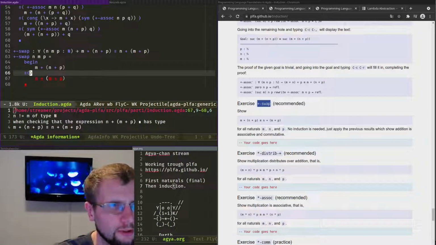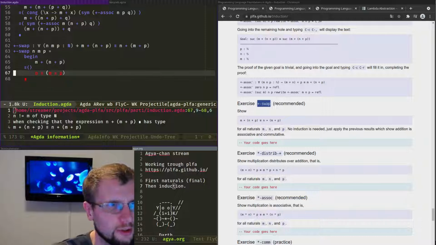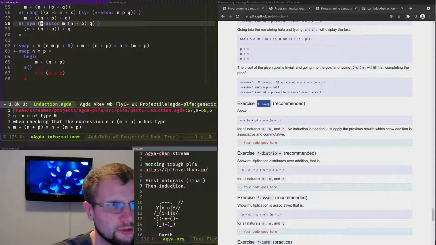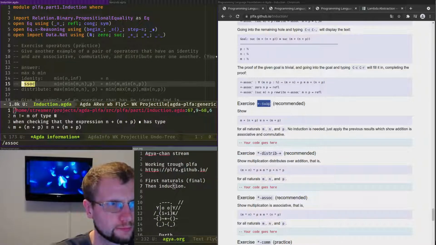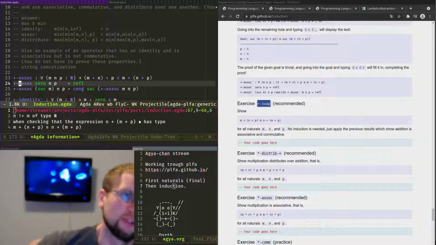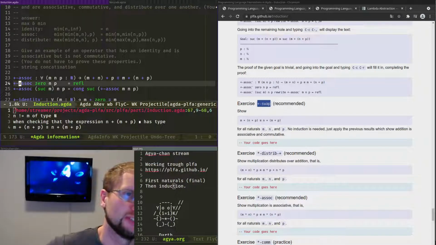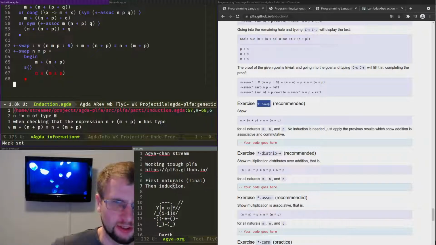So how do you do this? Well, you first say, I don't know, you associate and then you commute. Right? What does assoc do? M plus N plus P to M plus N plus P. So you're moving from left to right. Oh, that doesn't make any sense. For all naturals, no induction is needed. Just apply the previous result, which shows addition is associative and commutative.